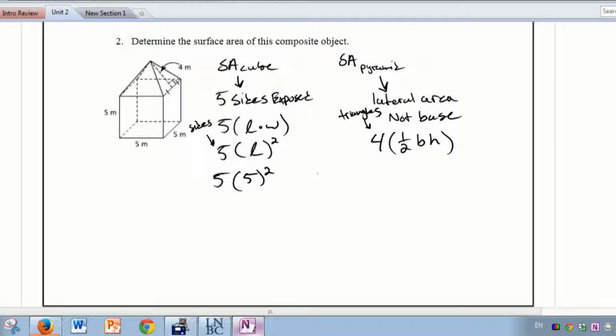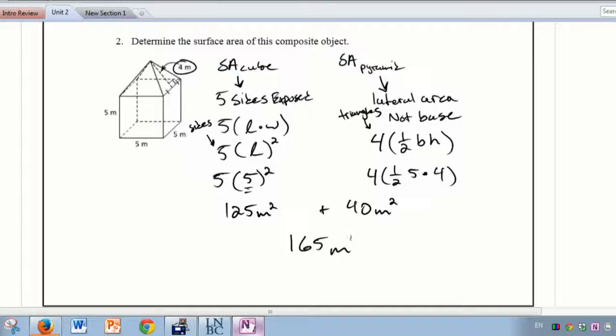And then my triangle is going to be 4 times 1/2. The base of my triangle is going to be 5, and the height of my triangle is given as 4. And then I have 4 of those. 5 times 5 gives me 25, and I have 5 25s. It's going to be 125 meters squared. 5 times 4 is 20, divided by 2 is 10, times 4 is 40. Add those together, I get 165 meters squared.